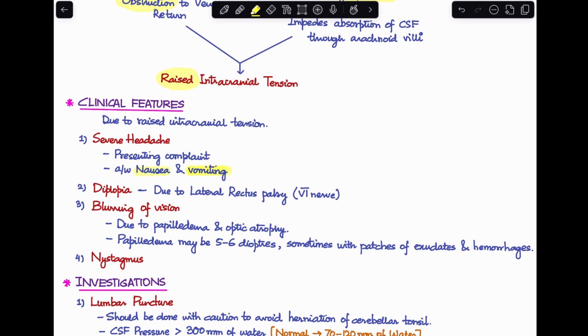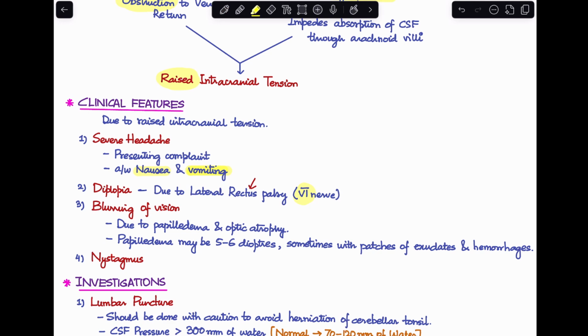Secondly, the patient will also come to you with diplopia on lateral gaze. This occurs because of the involvement of the sixth nerve or the abducens nerve, which leads to the development of lateral rectus palsy. So, in this case, we'll be seeing a diplopia on lateral gaze.